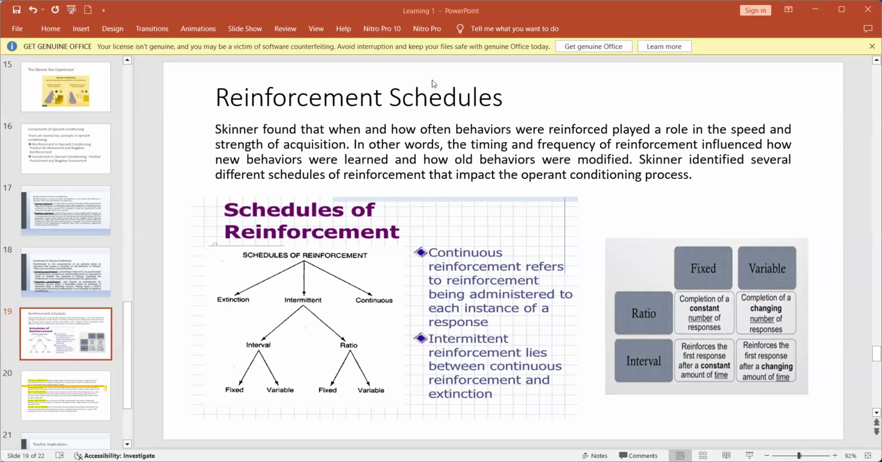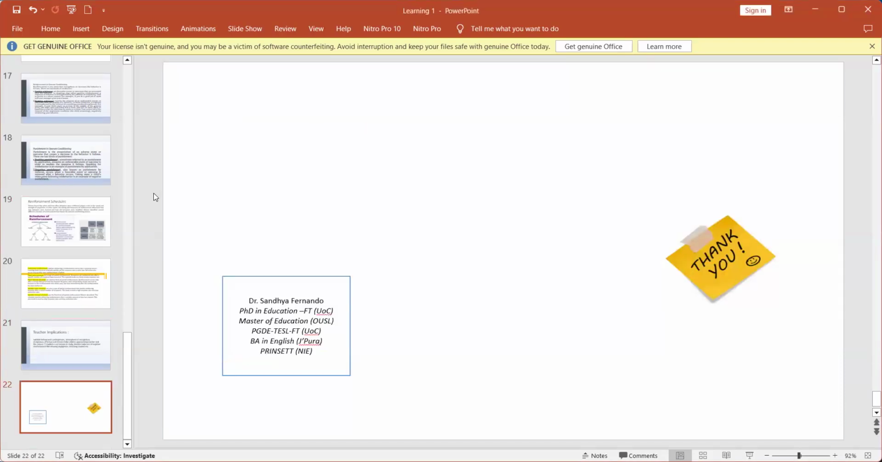Then we move on. Our discussion on behavioral learning theories is done. We discussed two, classical conditioning and operant conditioning. Then we can discuss some other learning theories. For that, I will open a different PowerPoint.